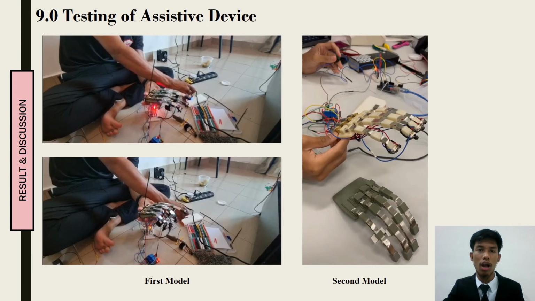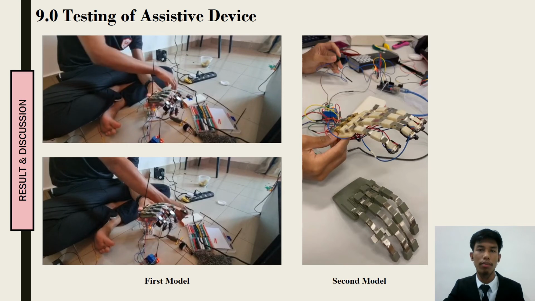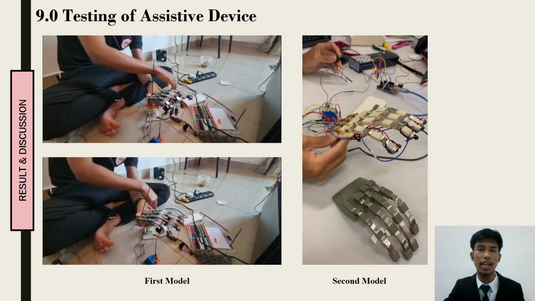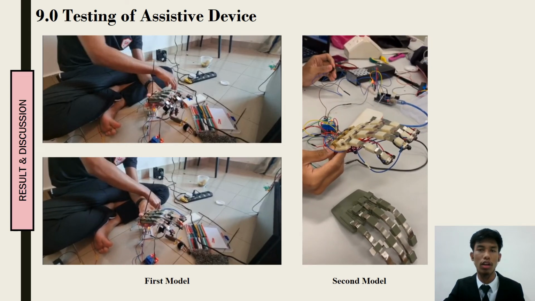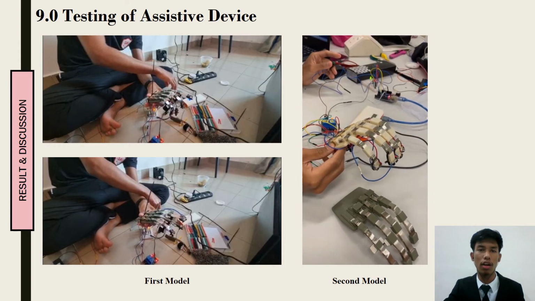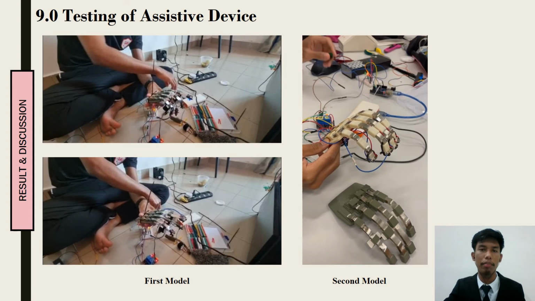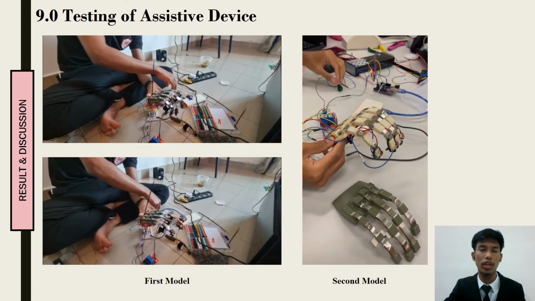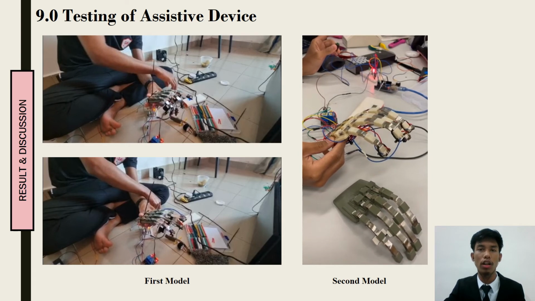In this slide, we show how we tested the assistive device for the first model and the second model. For the first model, the problem occurs at the index finger, where the finger stays at the early position while the other fingers move downward when the motor rotates clockwise. It is because the thread of the motor shaft is stuck with the nut and fork. It also happens when the motor rotates in the counterclockwise direction. For the second model, we achieved moving all the fingers smoothly.